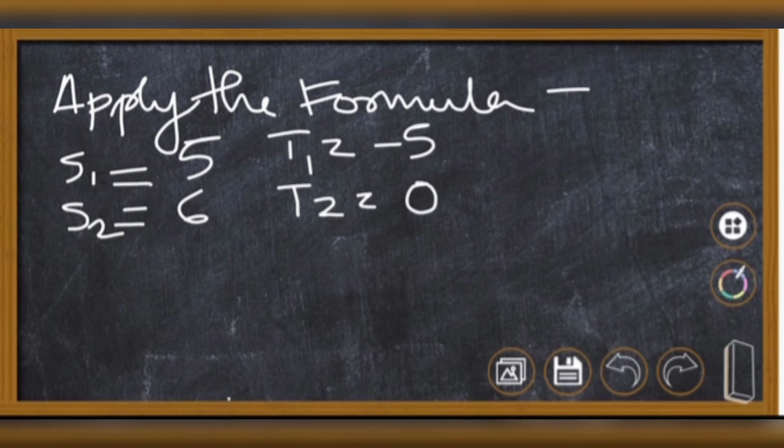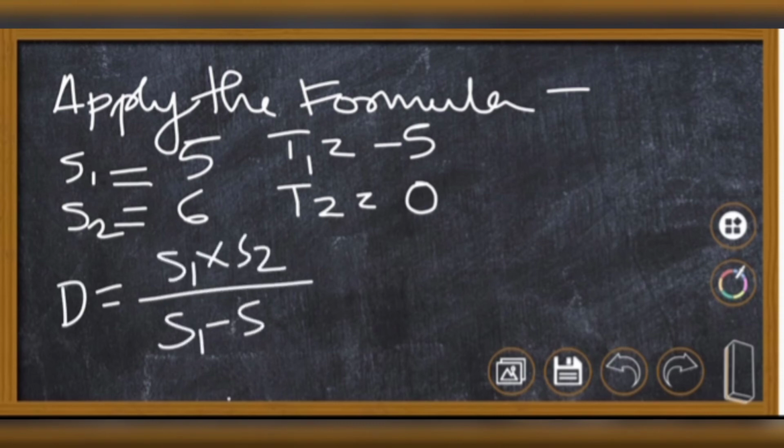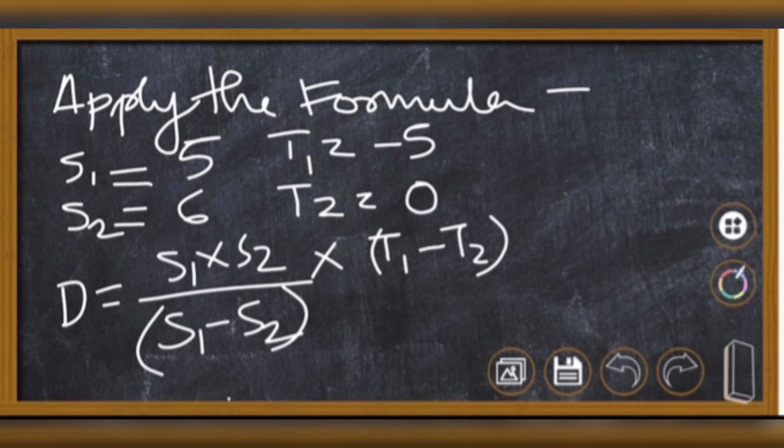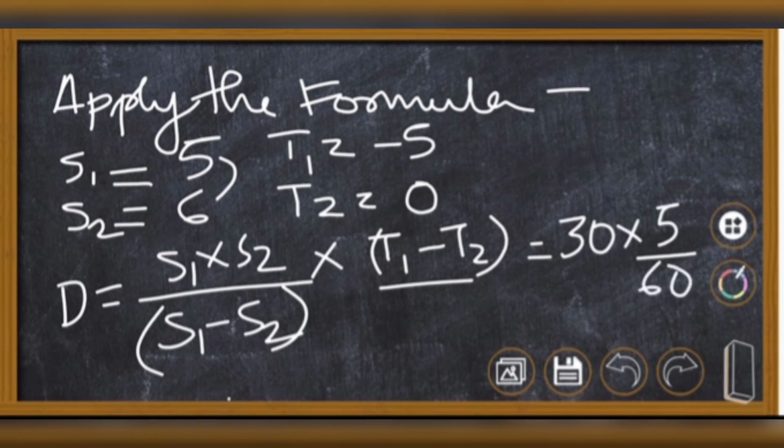Okay, now what is the equation to find the distance when these values are given? S1 into S2 divided by S1 minus S2 into T1 minus T2. Okay, what is S1 and S2? 5 and 6, which gives you 5 into 6, that is 30, divided by S1 minus S2 into T1 minus T2, that is equal to 5 minus 0.